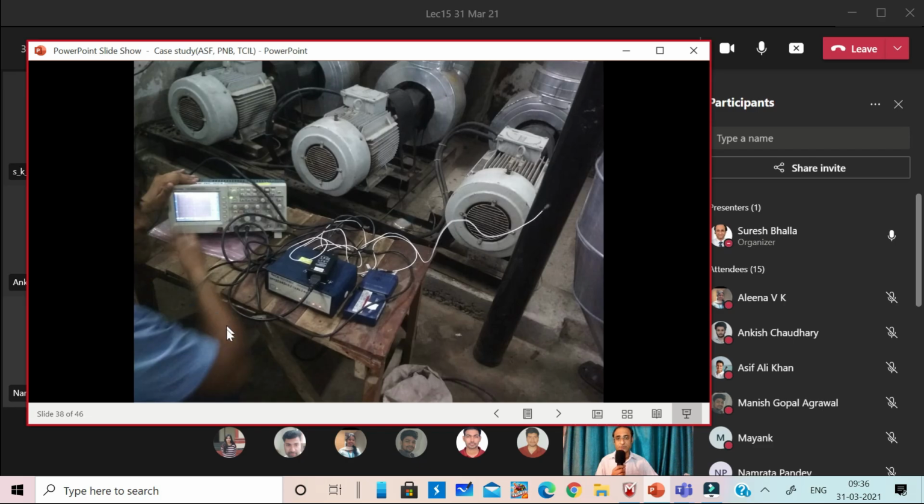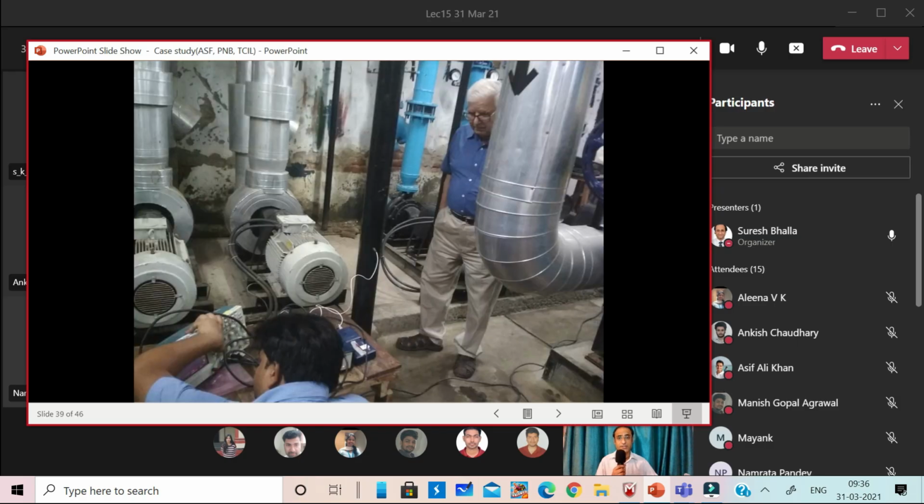Here Dr. Sumit is there, and this is set up in the basement. The basement area was very hot and humid, and it was a bit difficult to record the measurements. And here Dr. Dhawan is also there, and Dr. Dhawan recommended measuring the vibrations of this pipe. So this pipe was vibrating heavily.